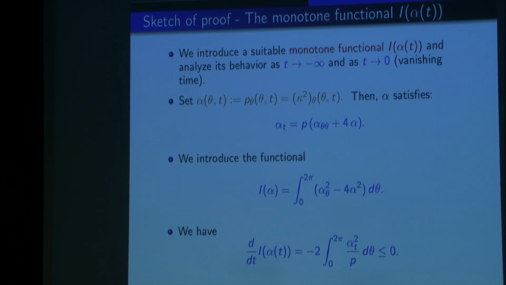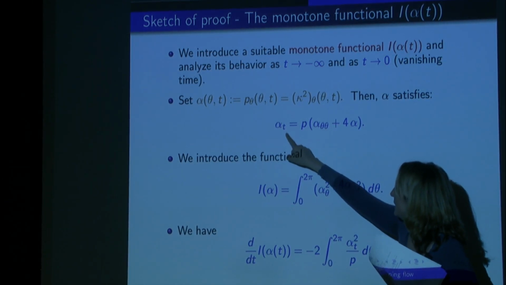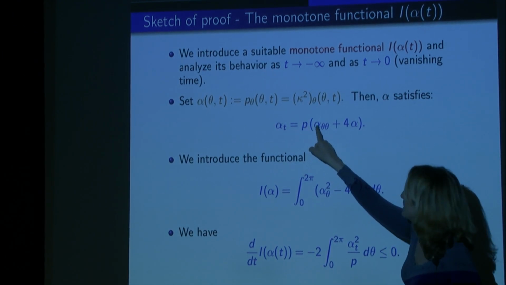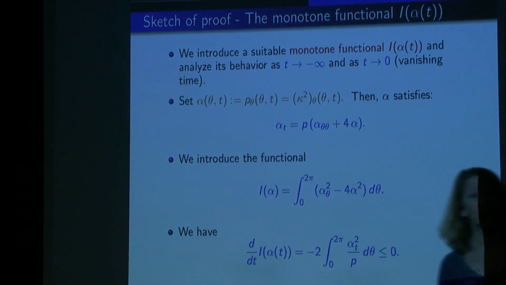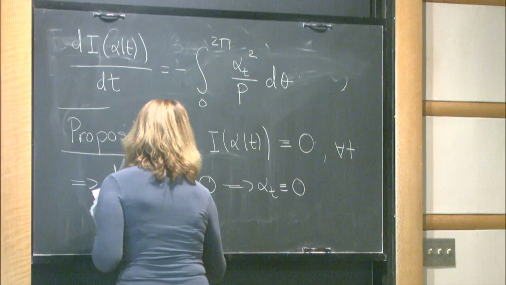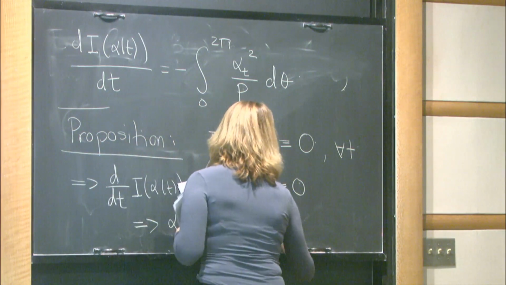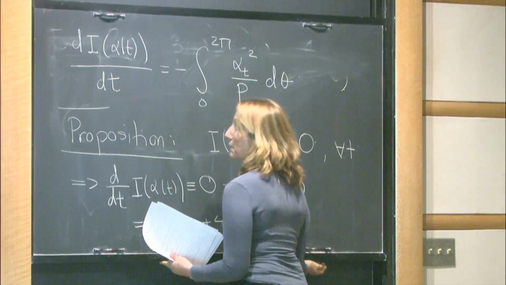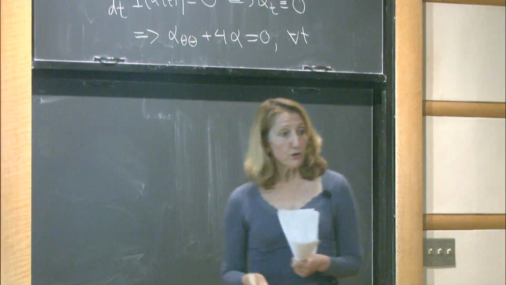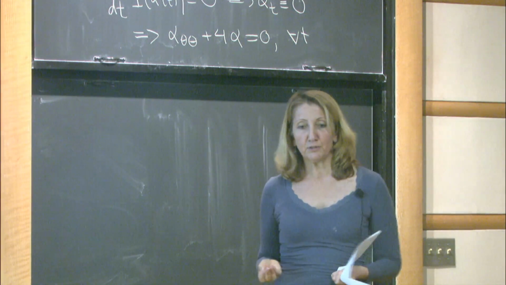Very well, because what does this tell me? This tells me that alpha sub t is 0, p is a common factor, is positive. This means alpha theta theta plus 4 alpha is 0 for every t. Right? Okay? And once you know that, then everybody can solve the second order PDE.